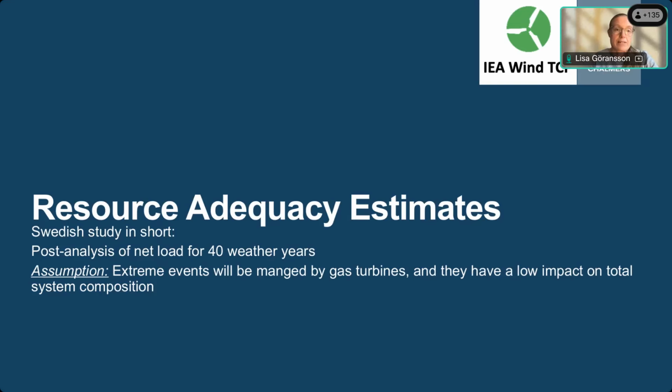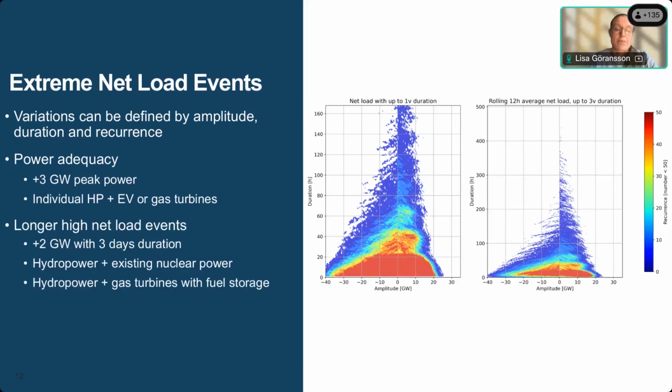So the way that we did it was that we mapped out the net load using the capacity of wind and solar that we got from our capacity expansion models. That means the demand for electricity reduced by the wind and solar power production, using data for 40 different weather years. And we're mapping this, as you can see, in terms of amplitude, duration, and recurrence.